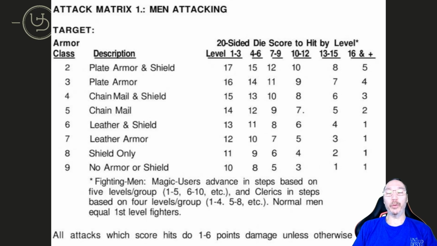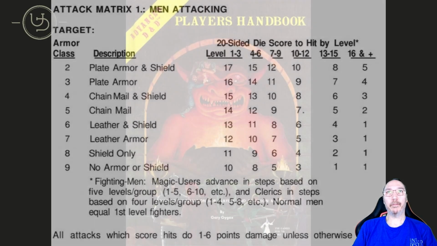Armor class 9 at the time was considered unarmored with no shield. Of course, this number would be adjusted if you had a high strength or magical gear or any other situational modifiers. But that was it. It was an attack matrix.